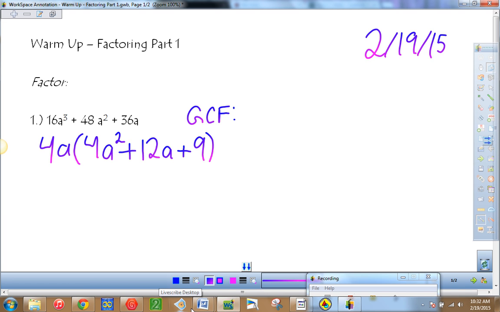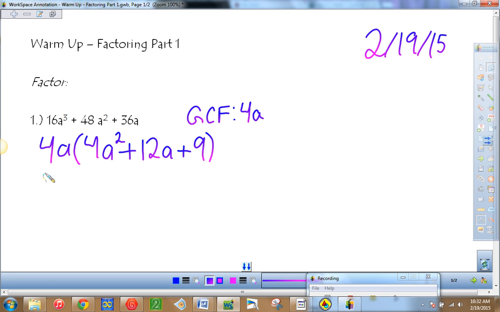Are you okay with that part? Taking out the greatest common factor makes your life easier. You need to always check for greatest common factors because it makes your life so much easier. Otherwise, you're using humongous numbers that are super gross. Okay? Now we undistribute.